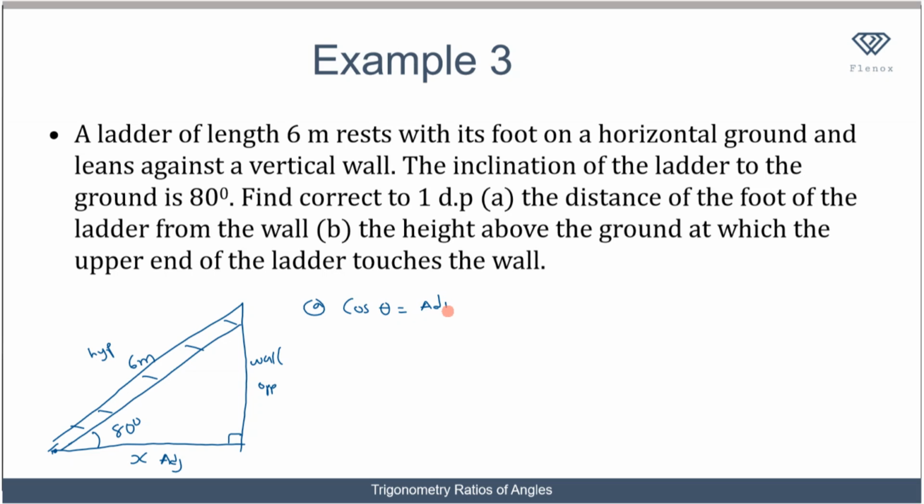So I know that cos theta is equal to adjacent over the hypotenuse. Now I can write that cos, in this case my angle is 80 degrees, is equal to my adjacent side, which is what I'm looking for, over my hypotenuse, which is 6. So my adjacent, which I've said to be length x, is equal to 6 times cos 18. And when you punch this into your calculator, you get 1.04 meters, which is 1 meter to one decimal place.